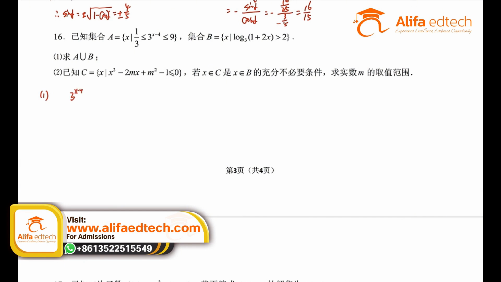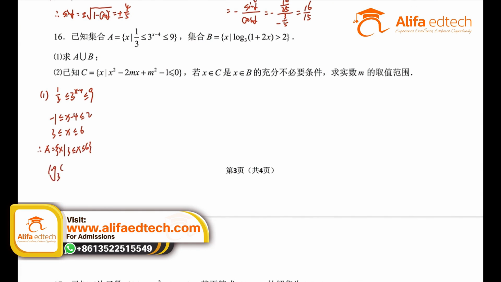3 to the power of x minus 4 is greater than or equal to 1/3 and less than or equal to 9. So that means x minus 4 must be greater than or equal to negative 1, since 1/3 is 3 to the power of negative 1, and less than or equal to 2, since 9 is 3 to the power of 2. So x is greater than or equal to 4 minus 1, which is 3, and less than or equal to 4 plus 2, which is 6. That means set A is x, where x is greater than or equal to 3 and less than or equal to 6. Okay, now let's look at set B.